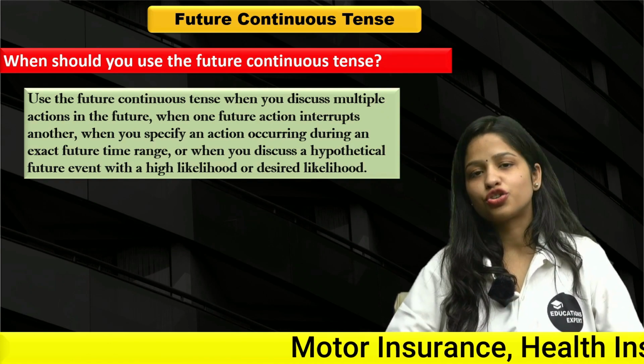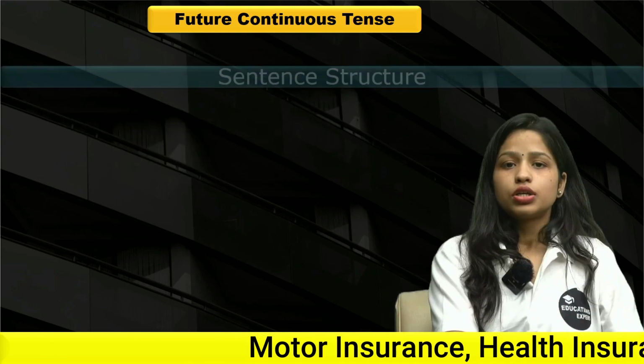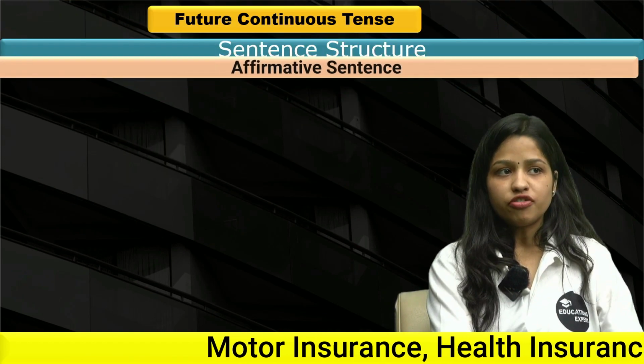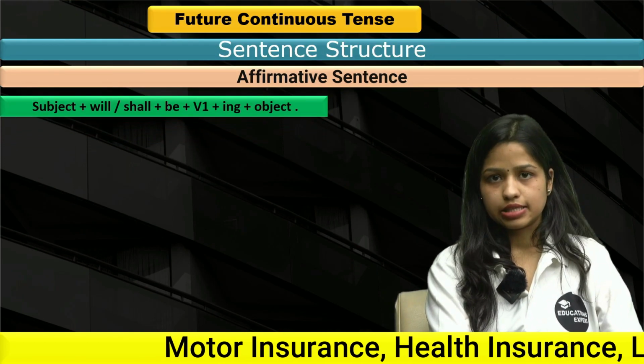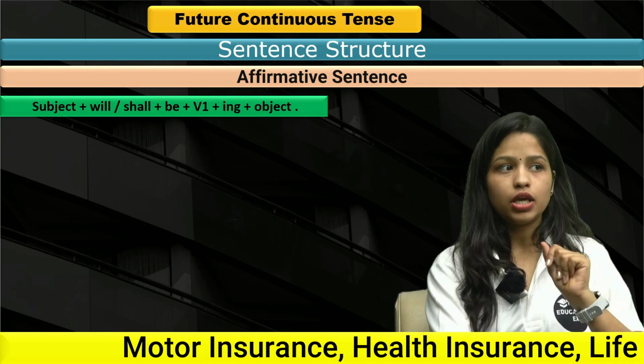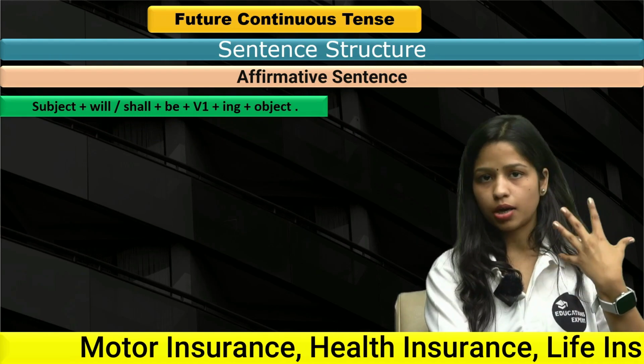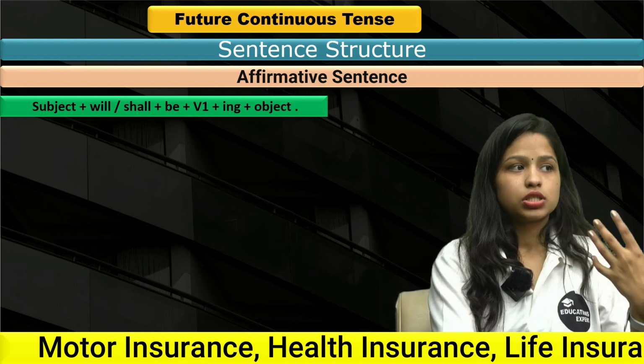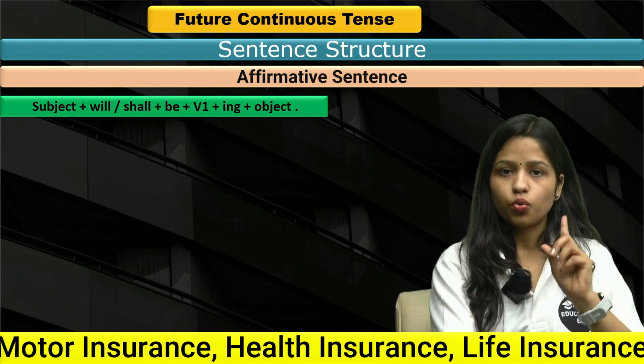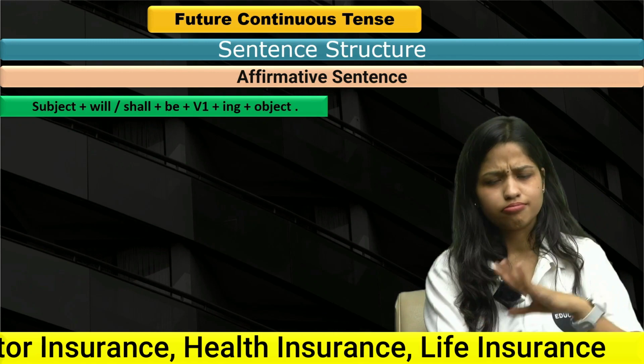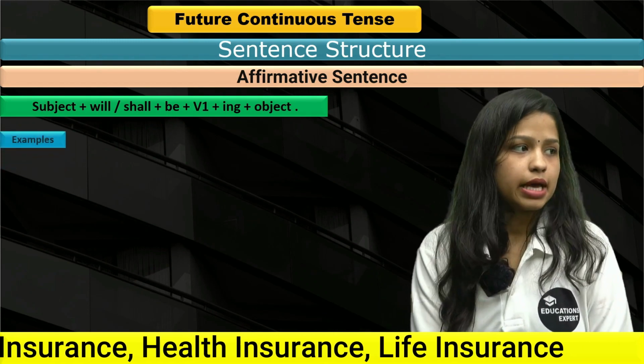Now let's directly jump into the sentence structure. So, the sentence structure for an affirmative sentence is this: subject, will be, shall be. It can be either, it's up to the subject. Subject, will be, shall be, V1, ing, object. Let's directly jump into the examples now.